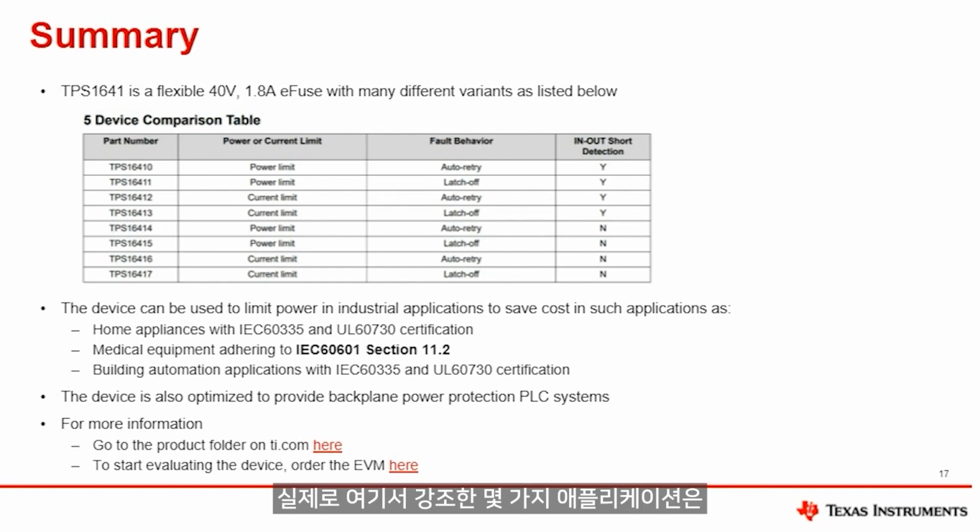The few applications that we highlighted here are how the device can be used to limit power in industrial applications to save costs, such as in home appliances, medical equipment, and building automation applications. The device is also optimized to provide backplane power protection in PLC systems. So it can be used as a very small component to provide those functions.